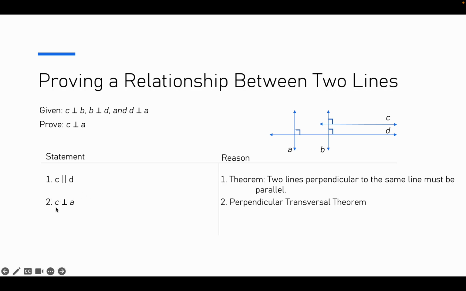And I can easily jump to the next conclusion to our proof. C is perpendicular to A. And I can say that because of the perpendicular transversal theorem. C is perpendicular to A because of the perpendicular transversal theorem.